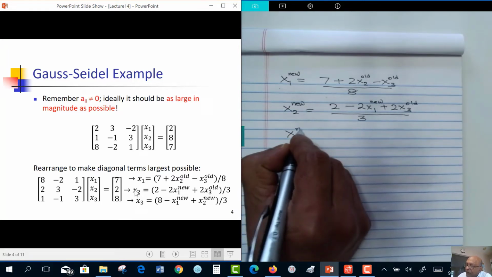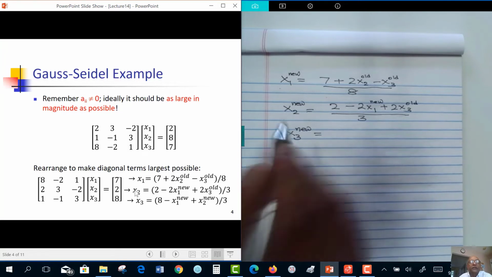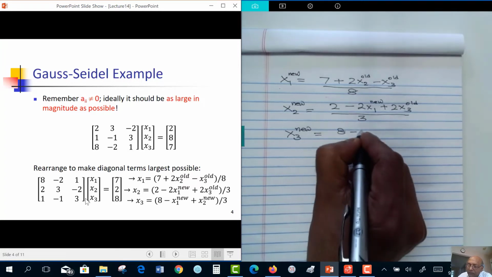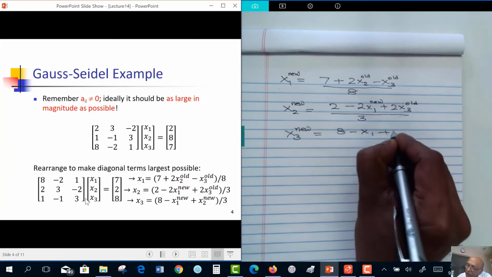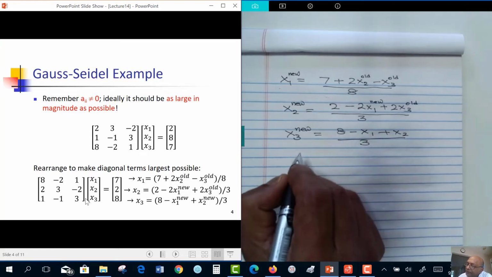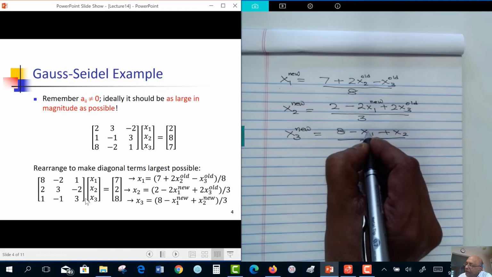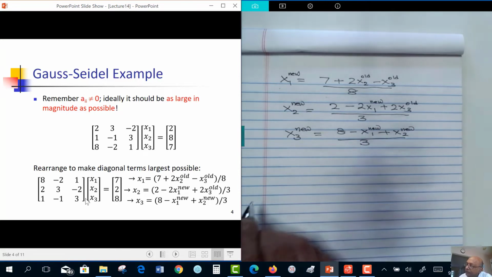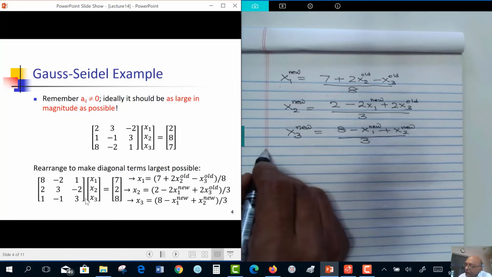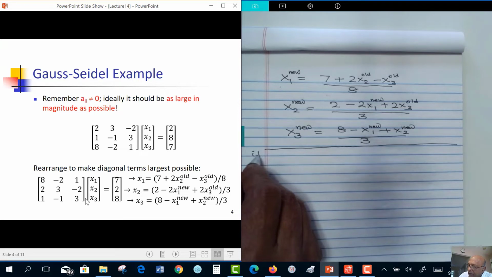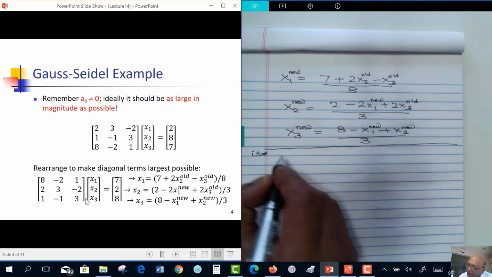Okay, from the third equation we will write x3. So from the third equation we'll get x3 equals 8 minus x1 plus x2, divided by 3. So now we have both new values of x1 and new values of x2. So this is going to be our equation. Now take out a calculator and you should calculate along with me.